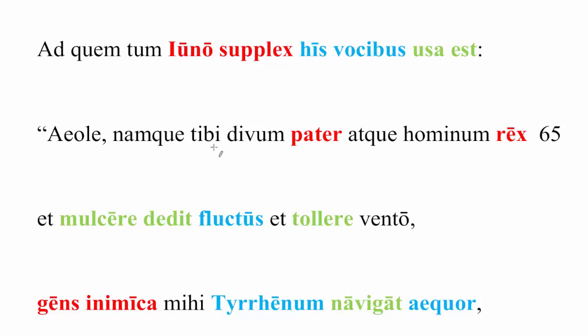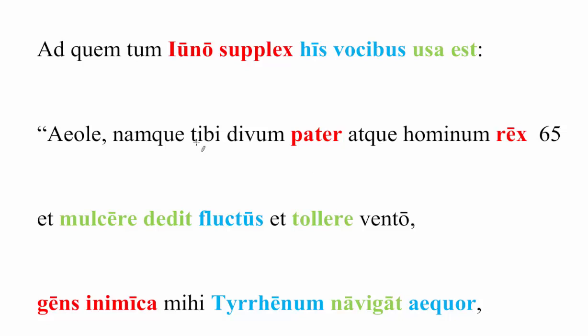For to you, right? We see this tibi, the dative form. The pater divum and the rex hominum. Now, we've seen divum enough times by now to remember that this is not the accusative. This is the syncopated, abbreviated form of the genitive plural, divorum. And hominum, we know, comes from the third declension word homo. So these are genitive plurals. The father of the gods and the king of men. Another fancy way of describing Jupiter.